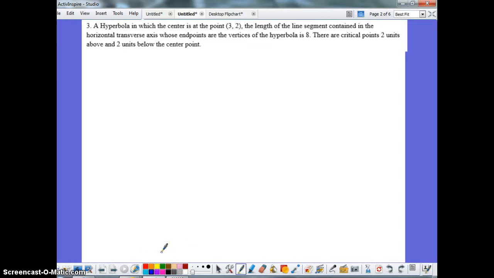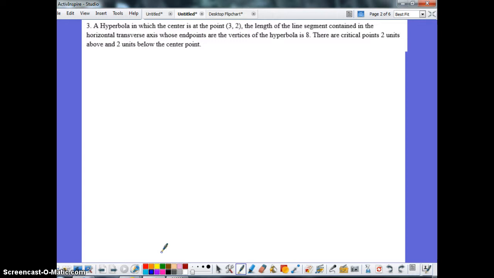The center is at 3, 2. So remember, that's your h and k. So if you think about the formula, you already have that. We now just need a and b. All right, so the length of the line segment contained in the horizontal transverse axis. So if it's horizontal, that means the x is going to be first here, because the transverse axis is the x.